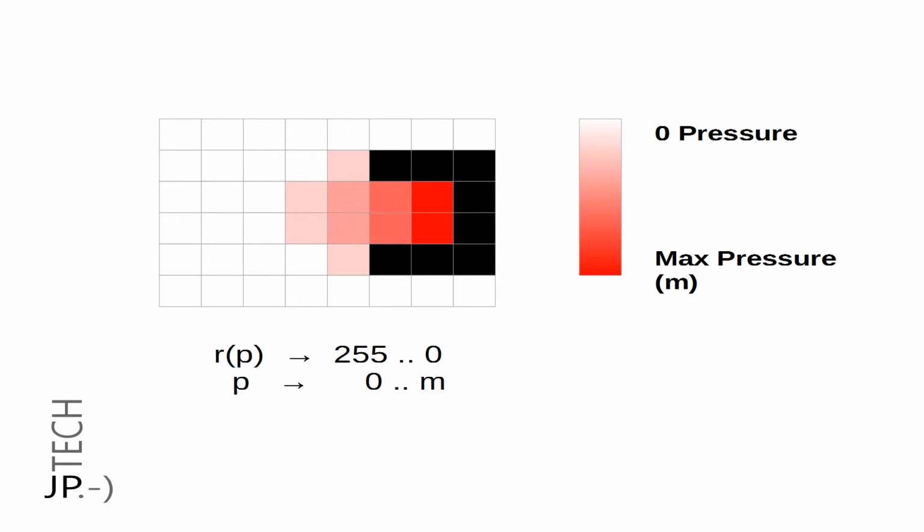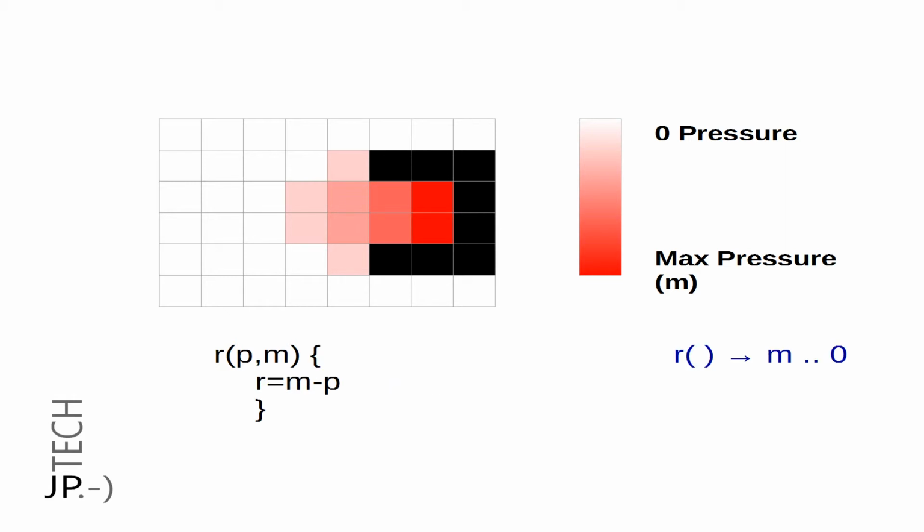So the next step is to define a function where we always get a value between 0 and 255, but that gradually goes from 255 to 0 as our pressure approaches M. So 0 pressure would result in 255, a pressure close to M would result in 0. So we start off our function by simply subtracting in order to invert the value. If we subtract P from M, we now have a function that returns a value in the range of M to 0. So we're heading in the right direction.